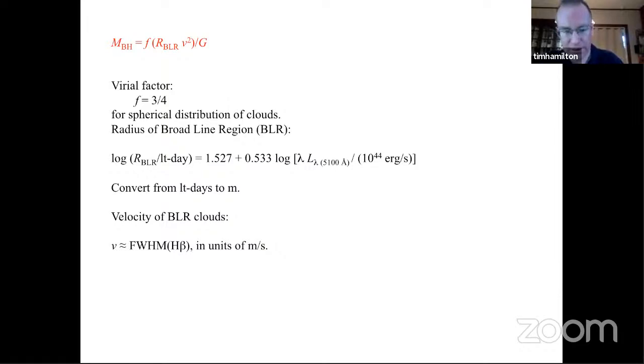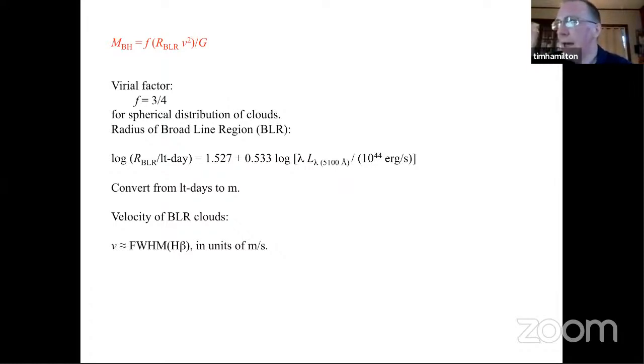For some of the active galaxies I use, they've been assuming a factor a little more than 3, for example. We're viewing them from nearly on the pole. But exactly what that virial factor should be is often a big topic of debate. But we'll use 3/4, which is a good average number.